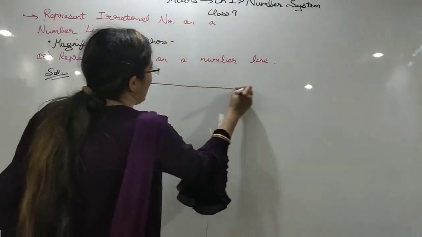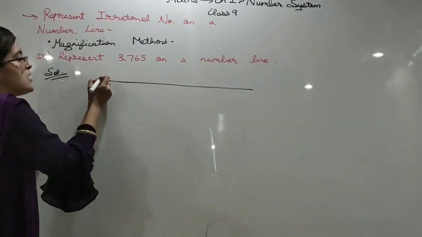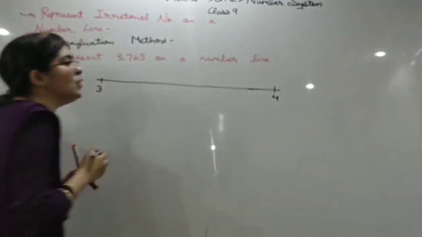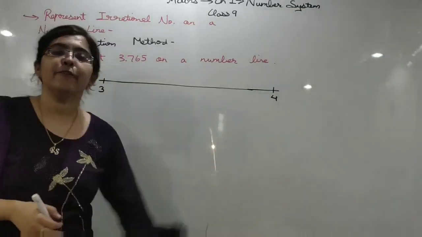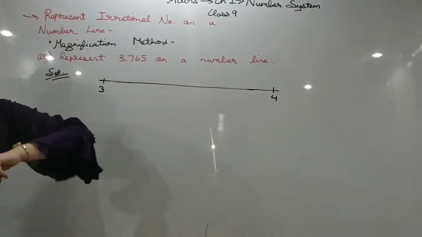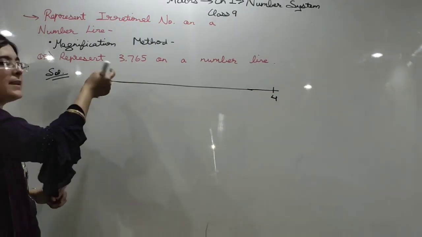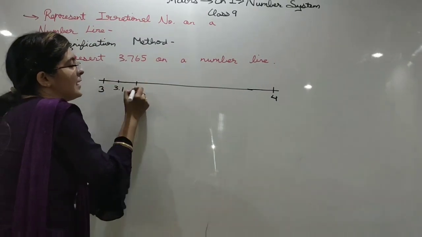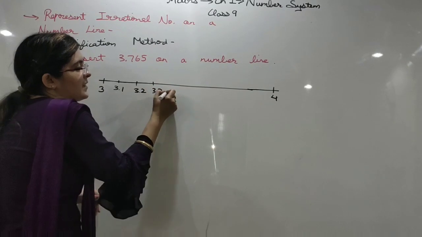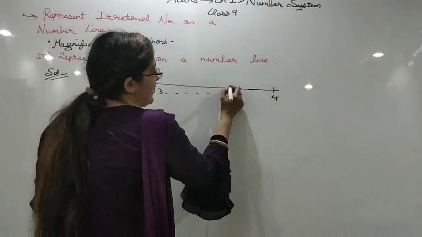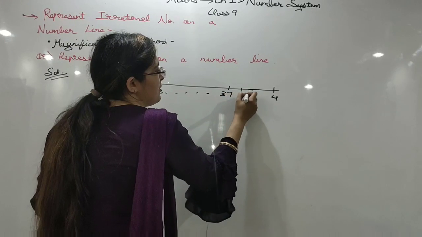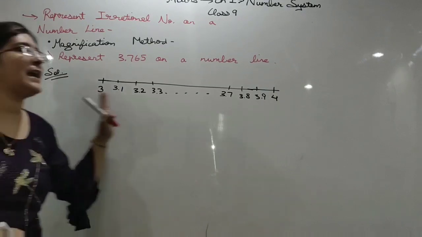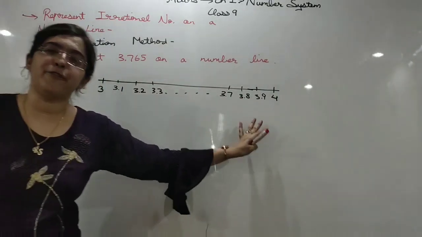First we will draw a number line. Here there is 3. So we will start from 3 and 4, this number and the next number. If this is 3 point something, so we have written 3 and 4. What will be the numbers between them? 3.1, 3.2, 3.3 and so on. You have to write all the numbers: 3.7, 3.8, 3.9 and lastly 4. You have to write all the numbers between 3 and 4.